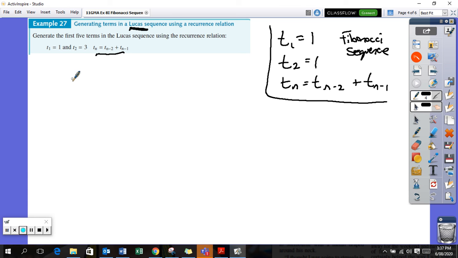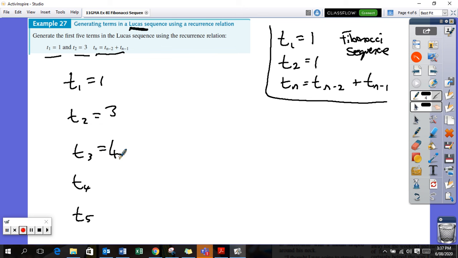So we're going to do the first 5 terms. So term 1, term 2, term 3, term 4, term 5. Now, we just need to interpret what this actually means. It just means we're adding the previous two terms. So term 1 is 1. We're given that. Term 2 is 3. That's just given to us. Now to get to term 3, we have to add the previous two terms. 3 plus 1, or 1 plus 3, is 4.